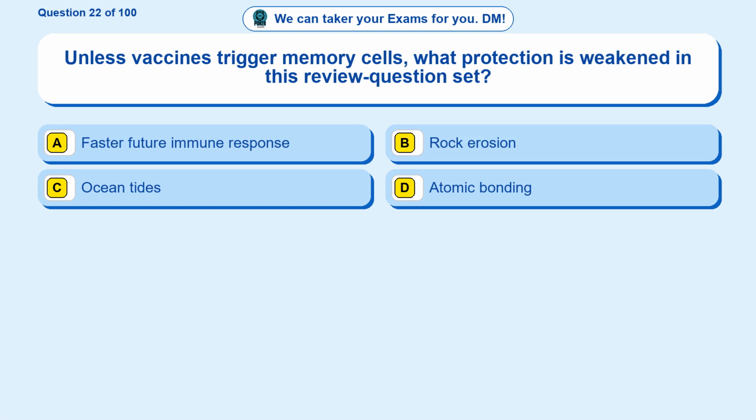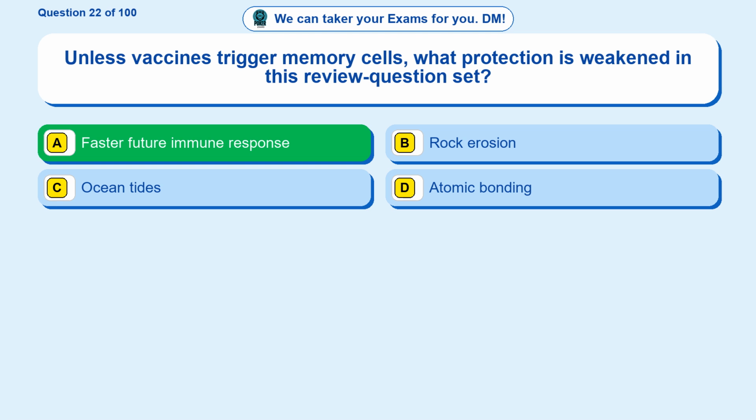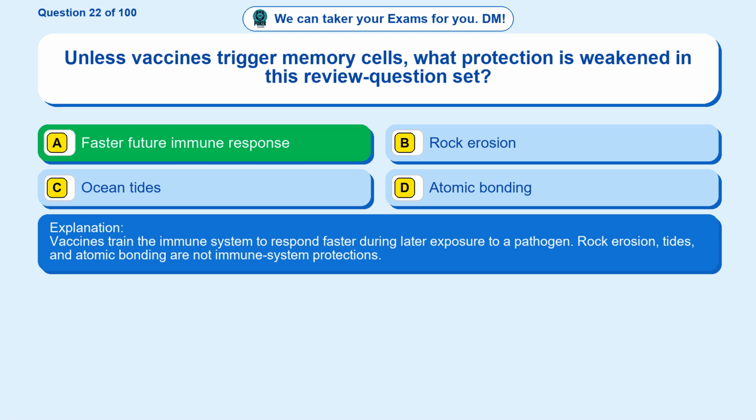Question 22. Unless vaccines trigger memory cells, what protection is weakened in this review question set? Option A, faster future immune response. Option B, rock erosion. Option C, ocean tides. Option D, atomic bonding. The correct answer is option A, faster future immune response. Vaccines train the immune system to respond faster during later exposure to a pathogen. Rock erosion, tides, and atomic bonding are not immune system protections.